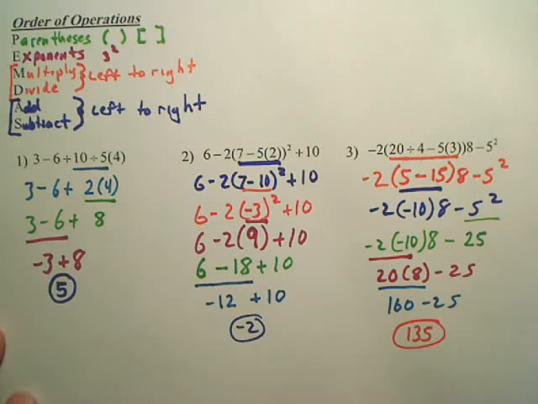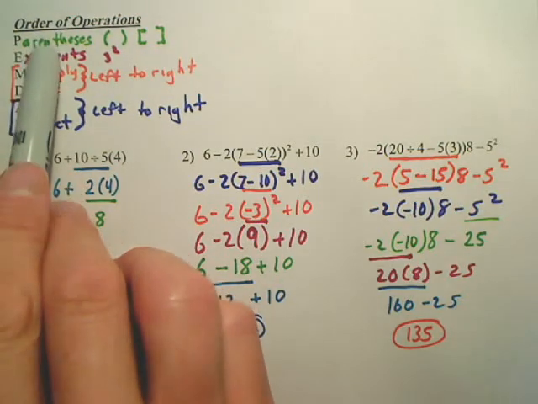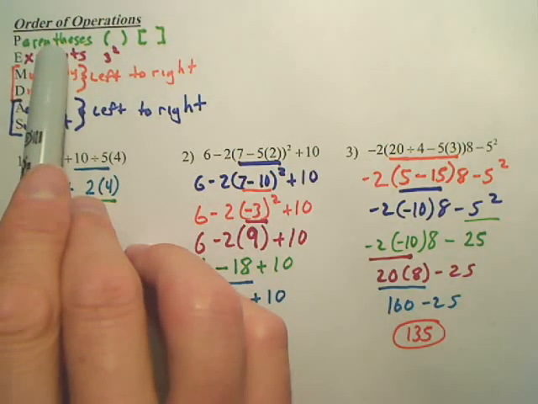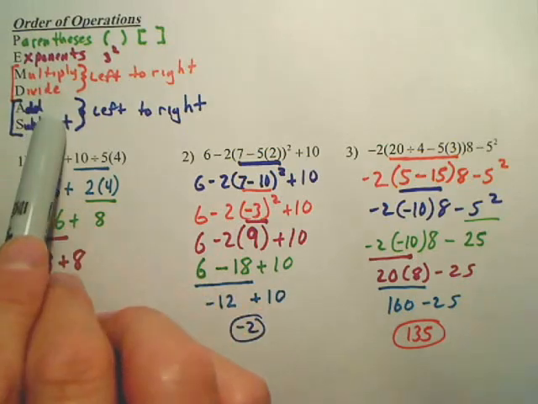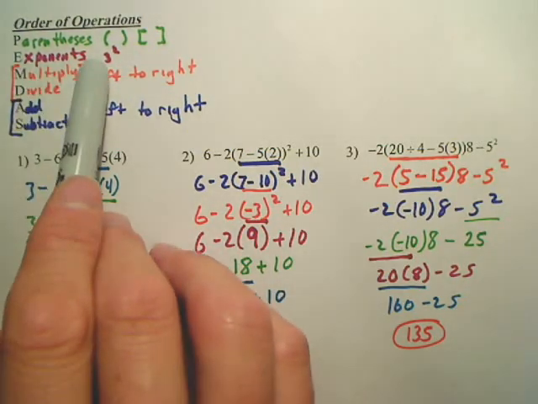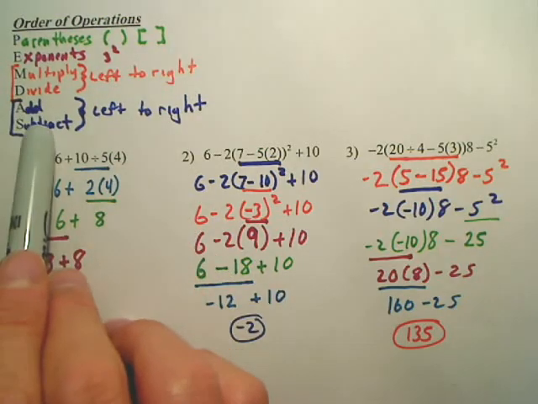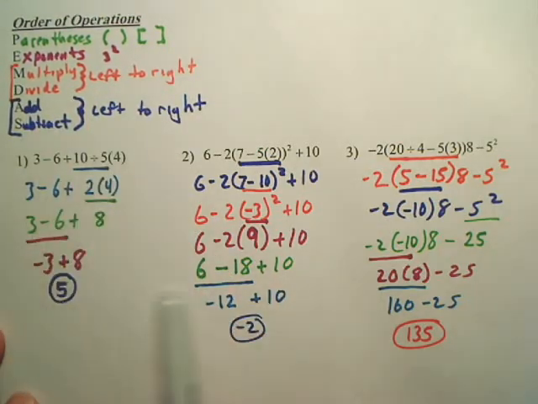Order of operations. You must do all math in this order. Parentheses, everything inside parentheses, in this order. Exponents, multiplying, dividing, left to right. Add, subtract, left to right. 3 examples.